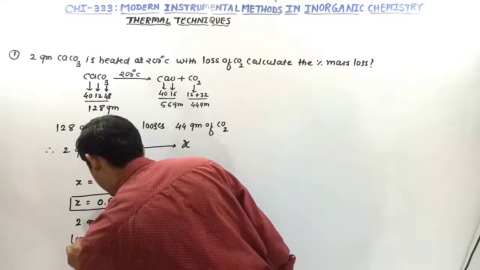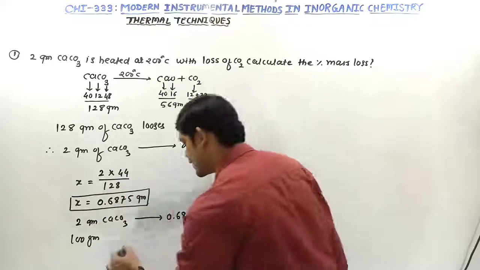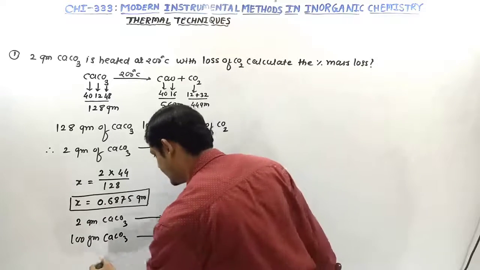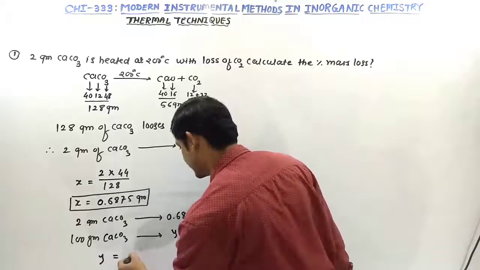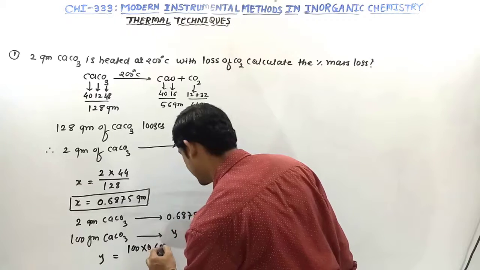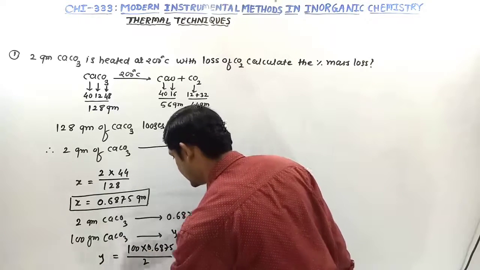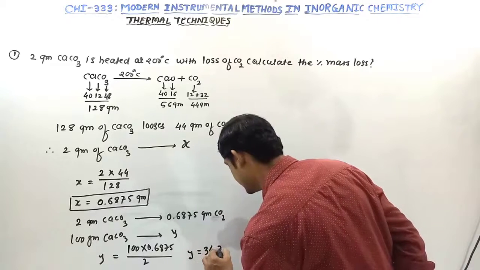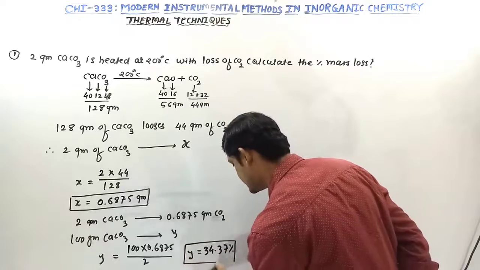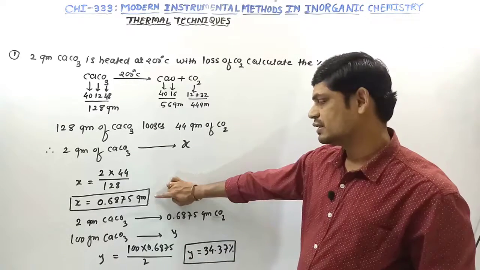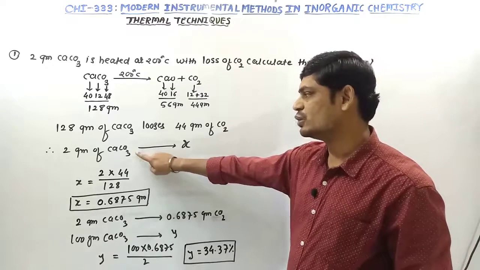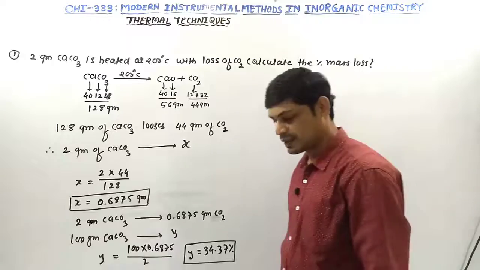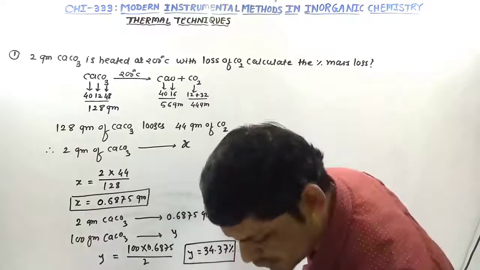But we have to calculate the percent, so we should consider 100 gram of calcium carbonate. What will be the carbon dioxide? I will call it Y. We calculate Y by the same cross multiplication method: 100 multiplied by 0.6875 upon 2, so Y is equal to 34.37%. This is the loss of weight due to evolution of carbon dioxide from the 2 gram of calcium carbonate, and this is the percent mass loss. Got it? You can take a screenshot here so that we can proceed to the next example.